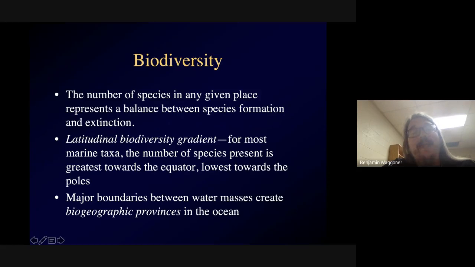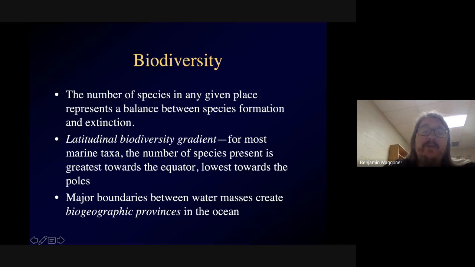And in any given place, the number of species is a balance between species formation and extinction. New species are constantly in the process of evolving. Species might also be migrating into an area. And then in any given area, species may be going extinct, either globally, or we can talk about local extinction as well, where a species doesn't die out completely, but it's wiped out of a particular region. And the balance between the two is the number of species you've got in any particular area.